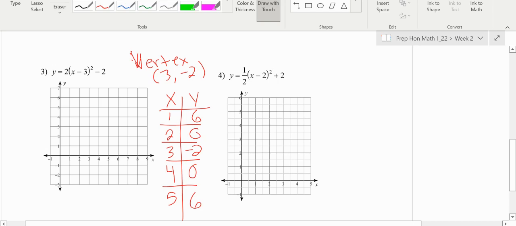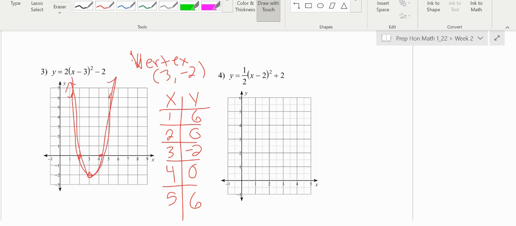And then we would just go ahead and plot it. So we have 1, 6, 2, 0, 3, -2, and then 4, 0, and 5, 6. So if we go ahead and connect it, this one does open up. You see that this one looks a little skinnier than the ones we've been seeing, which isn't a coincidence. That A value in front is bigger than 1, so it's making it a more narrow graph.